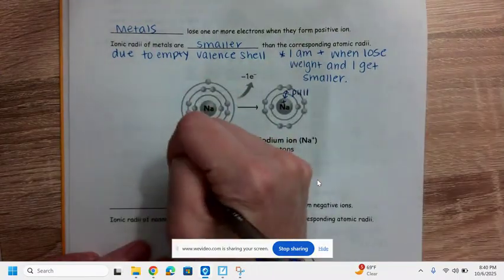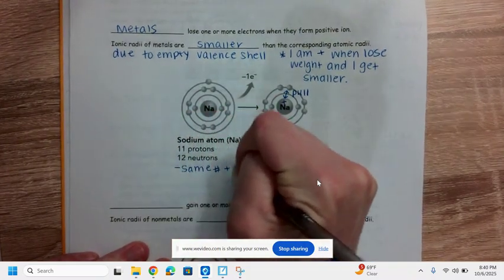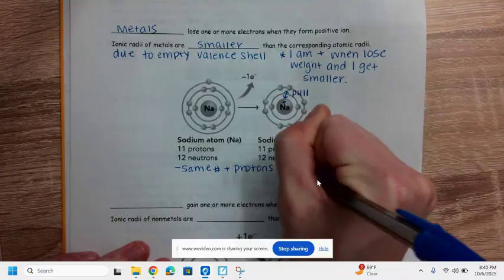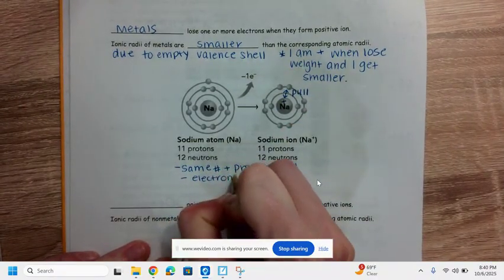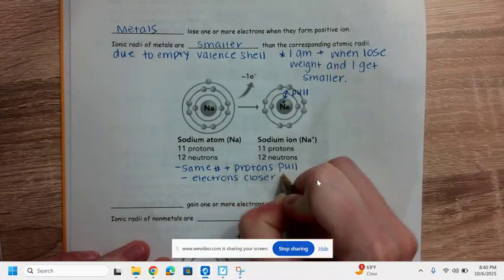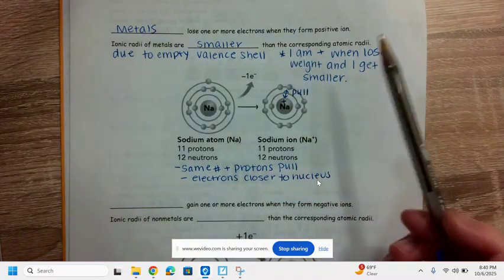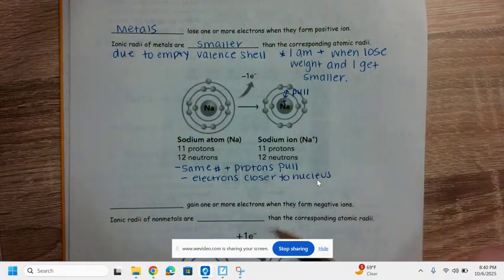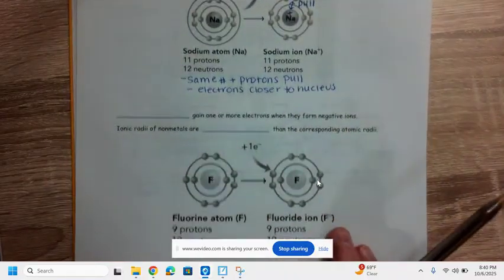So notice you have the same number of protons in the nucleus. Same number of positive protons, and they pull those negative electrons closer to the nucleus. The main thing here is metals like to lose electrons to become positive ions, and when they lose electrons, they become smaller.